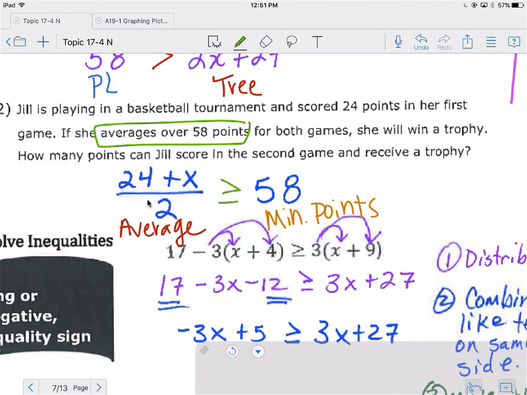So her average needs to be greater than or equal to the minimum number of points to get a trophy. So (24 + x) divided by 2 is going to be greater than or equal to... nope, because it says over 58, not 58. So she needs to average over 58 points. So she can score more than 58 and win the trophy. So anything where her average is greater than 58 will get her that trophy.